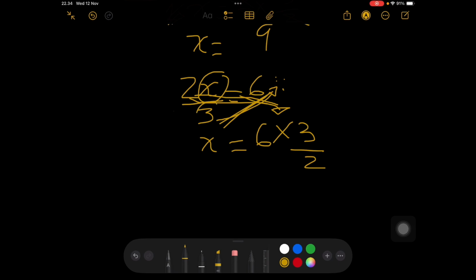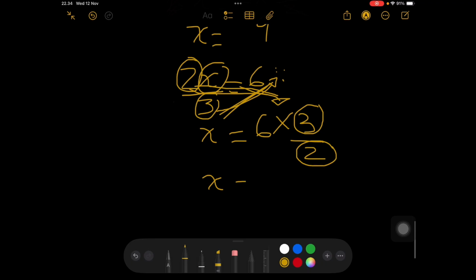So this 3, which is the denominator, now becomes a numerator right here. The 2, which is a numerator, now becomes a denominator. So now x equals, we may just cancel this out. Divided by 2 is 3. Divided by 2 is 1. So we are left with 3 times 3. And that is 9.